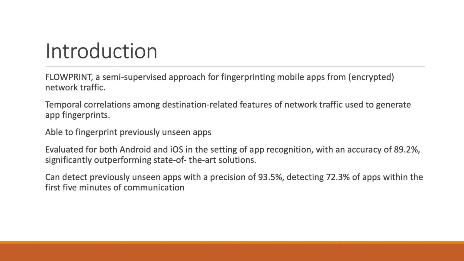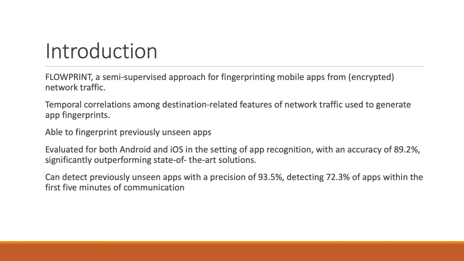And this technique is novel in the sense that it even includes browsers, something that had not been researched a lot in previous works, and it can even detect unseen apps. So it uses temporal correlations among the destination related features, because it feels that destination related features are very unique and they can generate fingerprints and help in its detection. So it shows an accuracy of around 93.5% for unseen apps, where 72.3% of them are detected in the first 5 minutes.